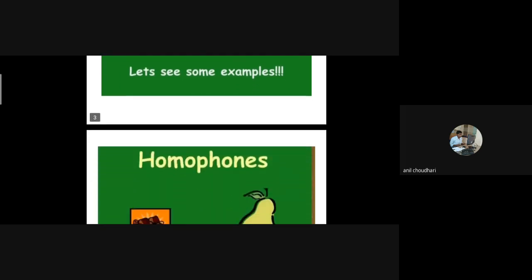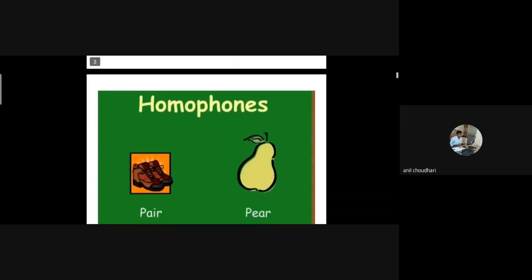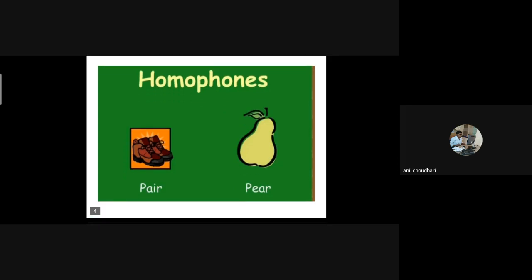Let's see some examples. So while I am showing you, you have to write the examples. Write them down. Homophone. Pair. Pair of shoes, P-A-I-R. Pair is a pair of shoes. And here P-E-A-R. Pear is a fruit.